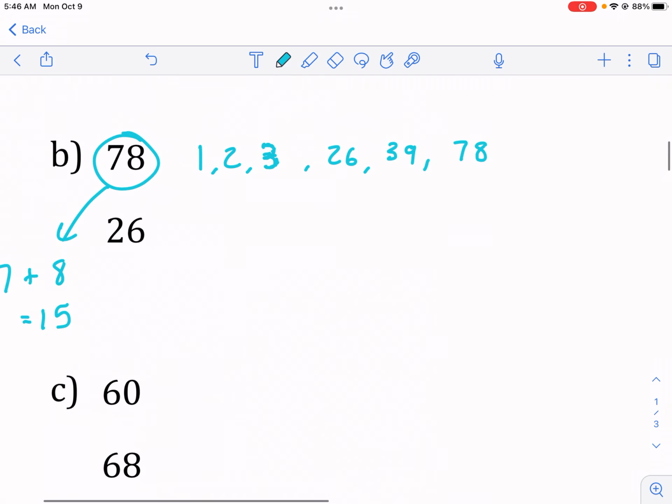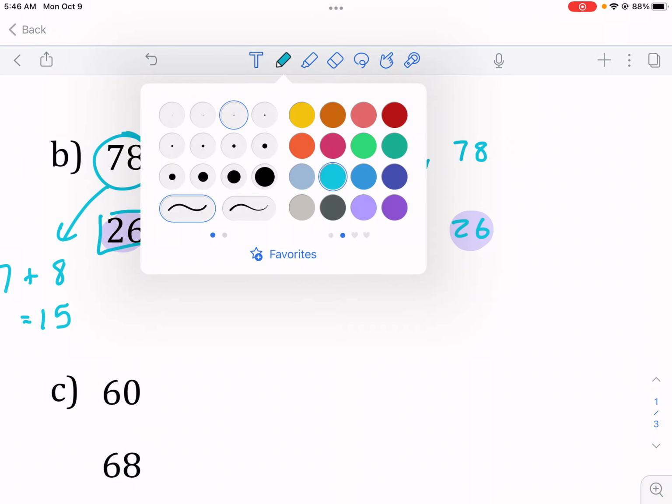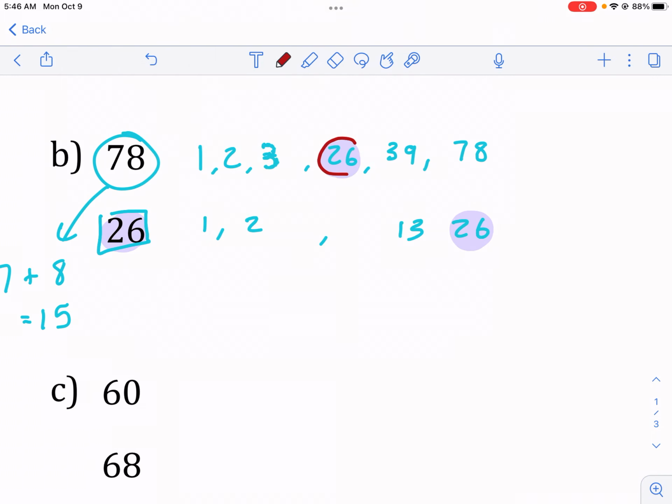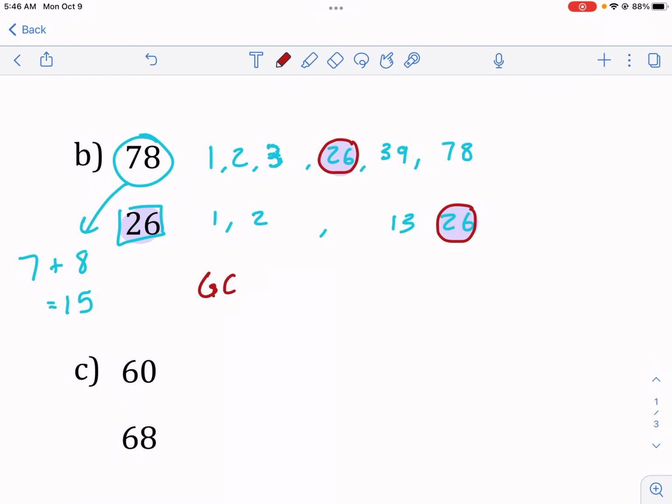So let's check to see. So we have 1, 2, sorry, I forgot 26, 2, 13, and I think that's it for 26. But again, like I said, it doesn't matter because I see that 26 was a factor of 78. If you get the other number as one of the factors, you already know that that's going to be the greatest common factor because 26 is not going to have any factors that are bigger than 26. So I can already clearly state that my GCF is 26.